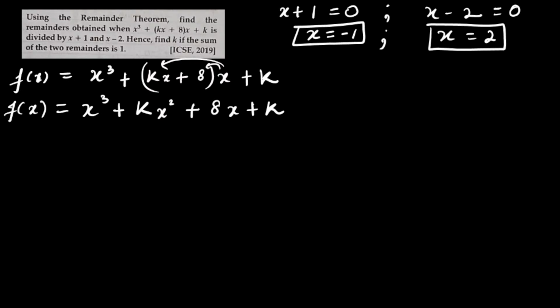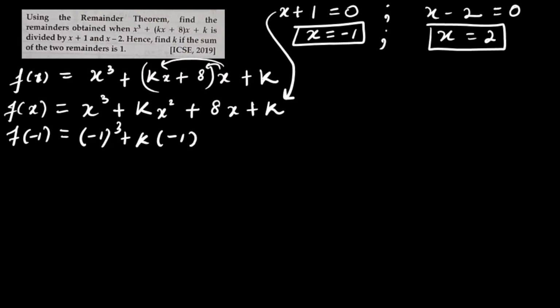We have to find the remainder. How to find the remainder? First of all, I will find f of minus 1. F of minus 1 means when I substitute the value of x as minus 1, I will get the remainder when this polynomial is divided by x plus 1. So wherever x is there, we substitute minus 1: minus 1 cube plus k into minus 1 square plus 8 into minus 1 plus k.